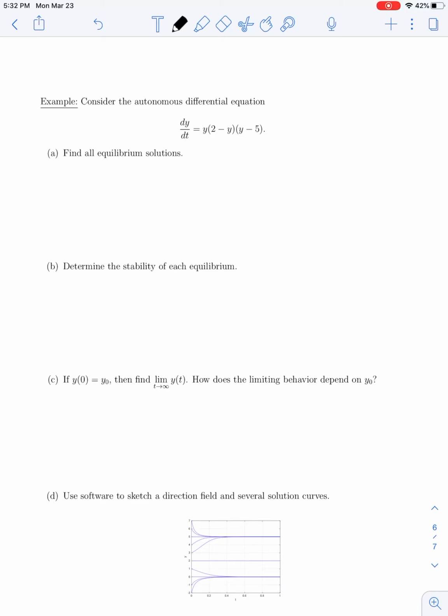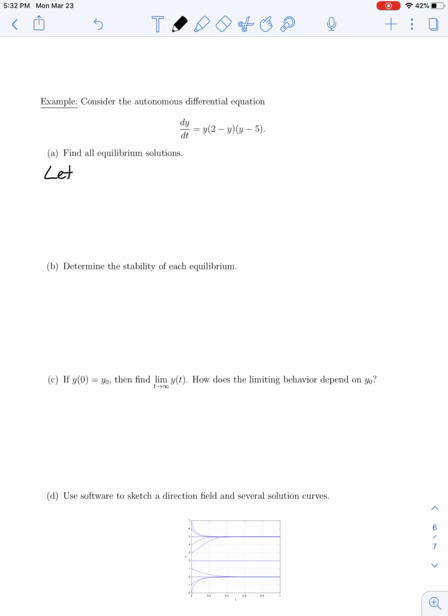In this next example, we have a problem pretty similar to what we were just considering. We've got an autonomous differential equation, so that is, it depends only on y, and we are asked to find all equilibrium solutions in part A.